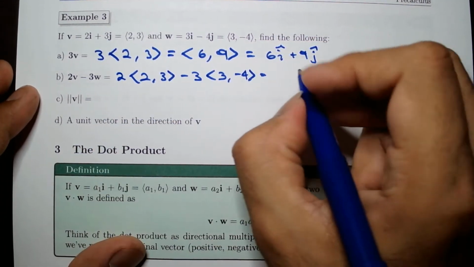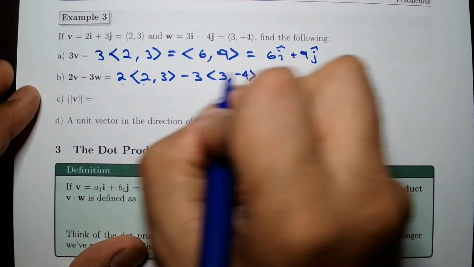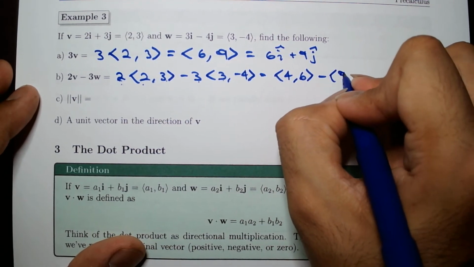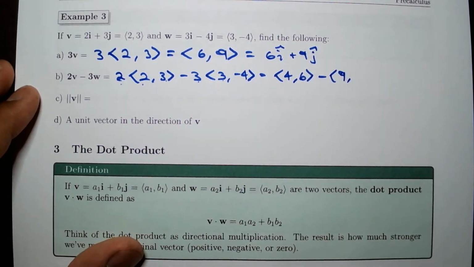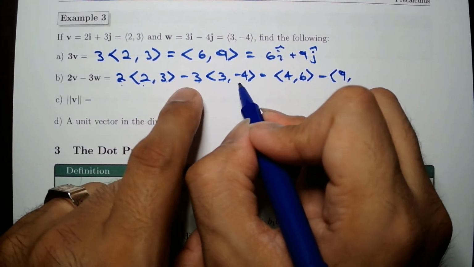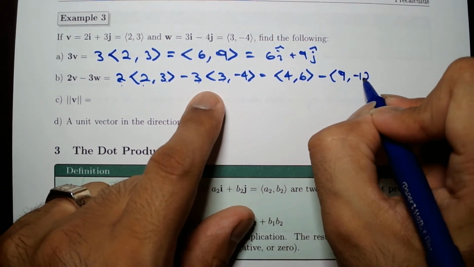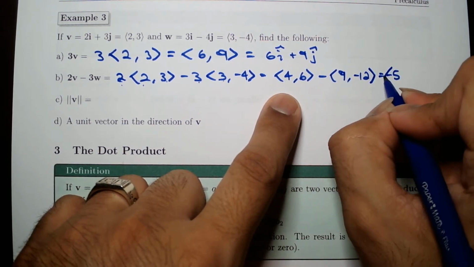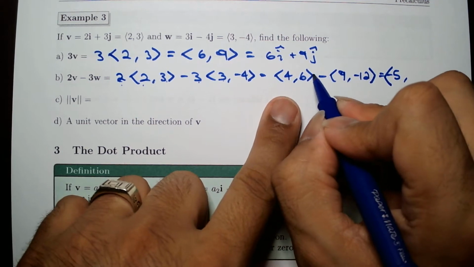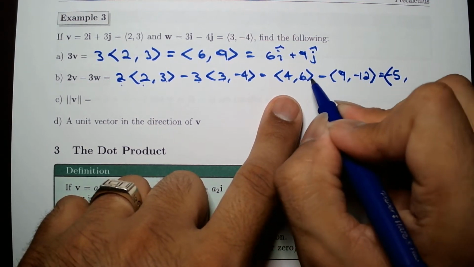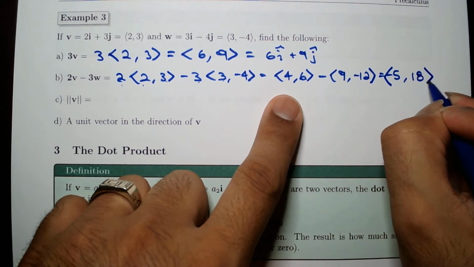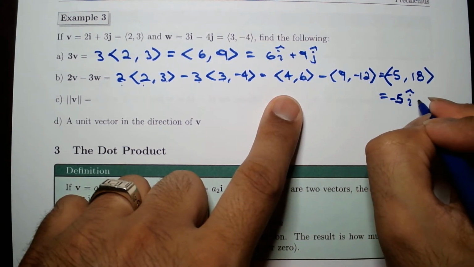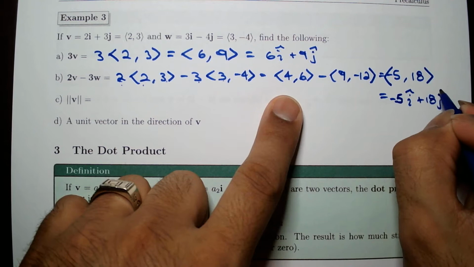So that's 4, 6. For 2 times 2 is 4. 2 times 3 is 6. 3 times 3 is 9. 3 times negative 4. Be careful, I'm not multiplying, I'm not using the negative here. That's a negative 12. And then all we do, 4 minus 9, that's a negative 5. And 6 minus negative 12, that's 12 plus 6, that's 18. And if we use i's and j's, negative 5i plus 18j.